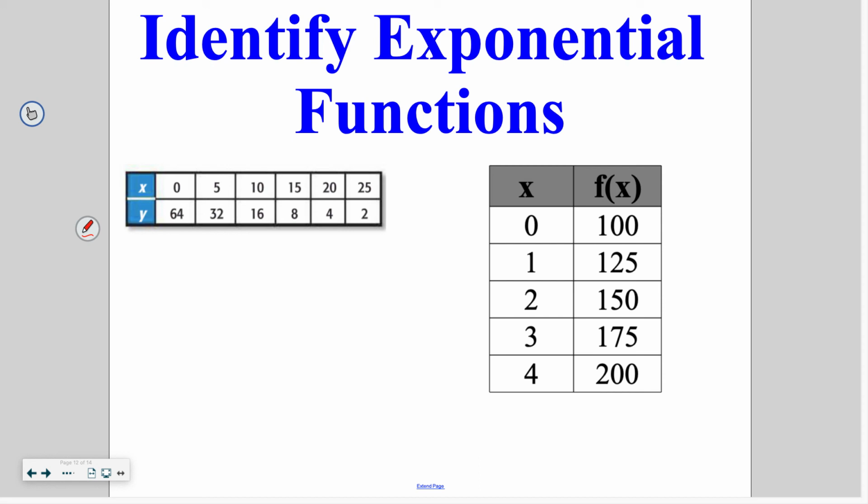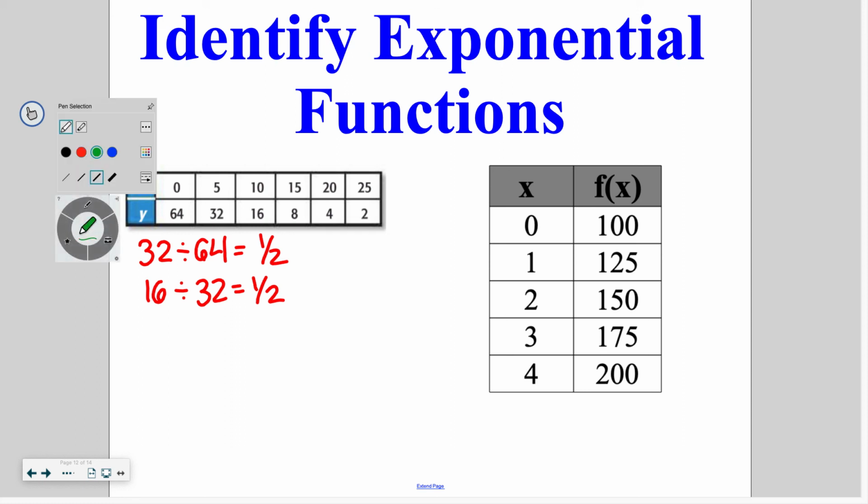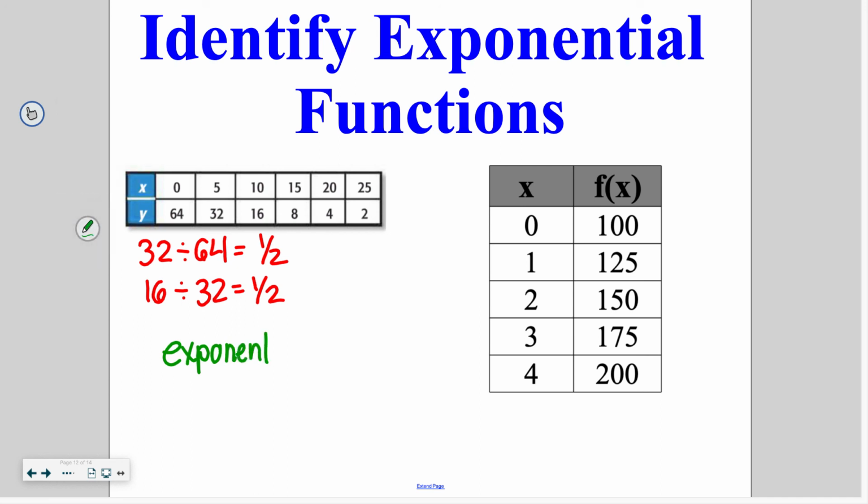So you can use that same idea of finding that b value like we did when we were writing the equations. So I'm going to check, and I'm going to say 32 divided by 64, which is going to give us 1/2. Then I'm going to double check and say 16 divided by 32, which is again 1/2. So this here is an exponential function because we have that constant ratio of 1/2.